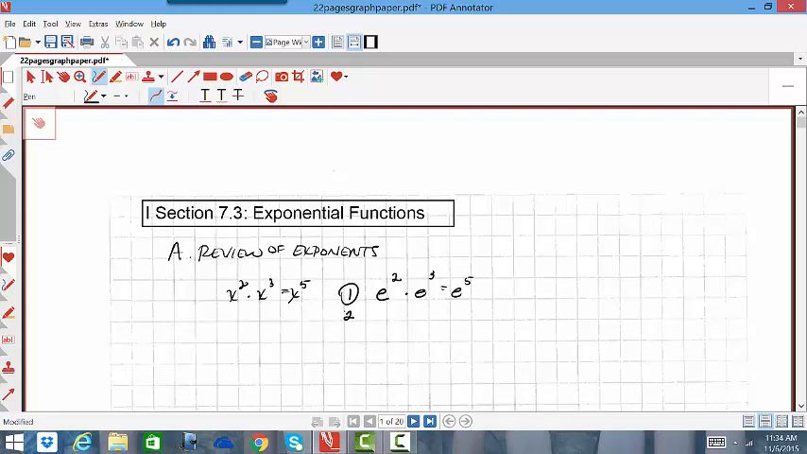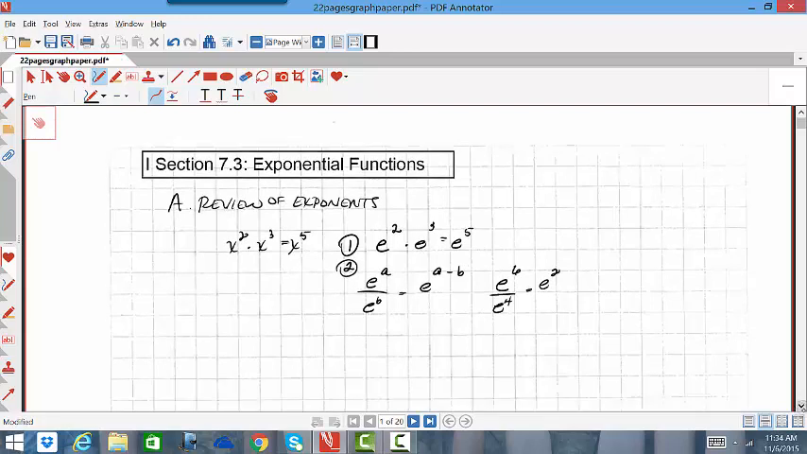Another of our properties of exponents would be if we have e to the a exponent over e to the b exponent, this is just equal to e to the a minus b, the top exponent minus the bottom exponent. So if we had numbers in place of a and b, if we had e to the sixth over e to the fourth, we could rewrite that in a simplified version as e squared.